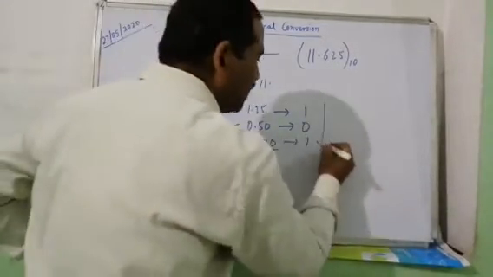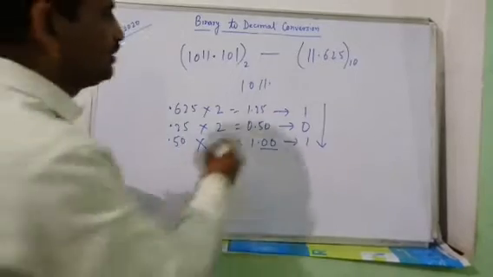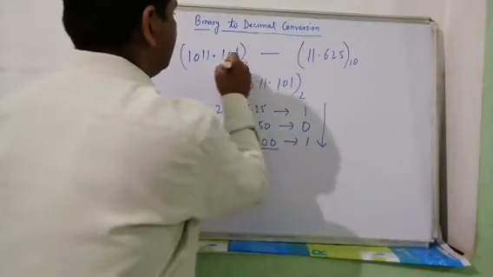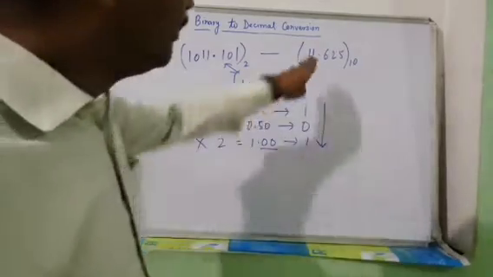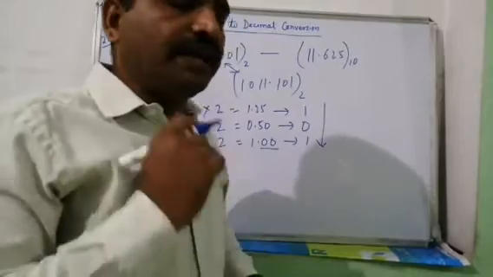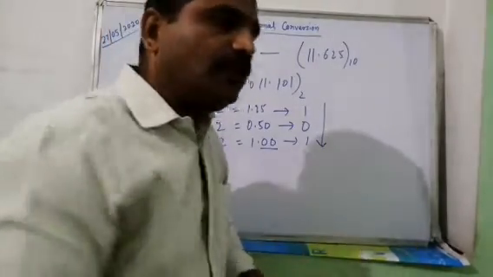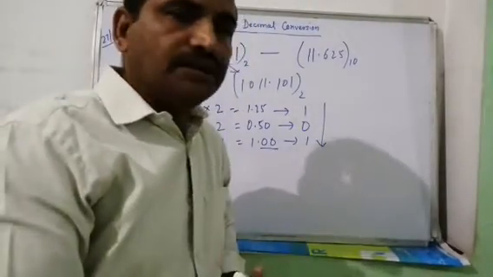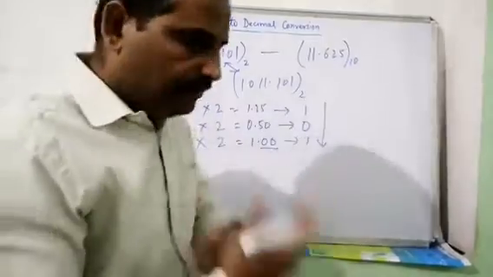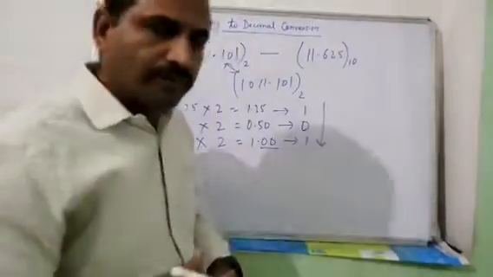And here we have to write from the MSB to LSB: 101, 101. This is the pattern, the same thing. It means whatever decimal we have calculated, that is correct. So this is the way to check whatever conversion you are doing. So we can check that conversion is correct or not. So again we have to do one more time.